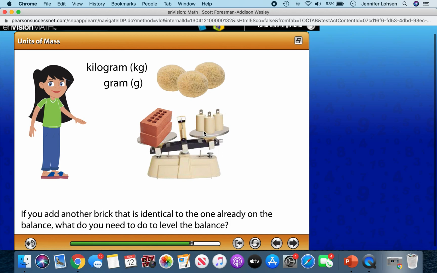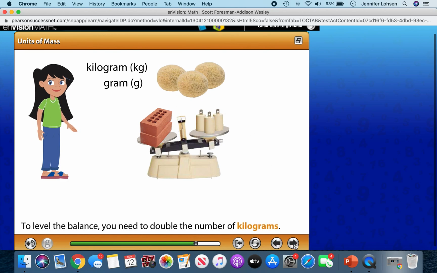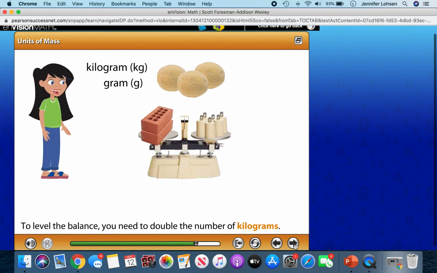If you're saying add 3 more kilograms, you are absolutely correct, because in order to level this out, one brick would have to be equal to 3 kilograms. So one brick, 3 kilograms, 2 bricks would be 6 kilograms. To level the balance, you need to double the number of kilograms. 3 times 2 is 6. That's where they're saying you need to double the number.